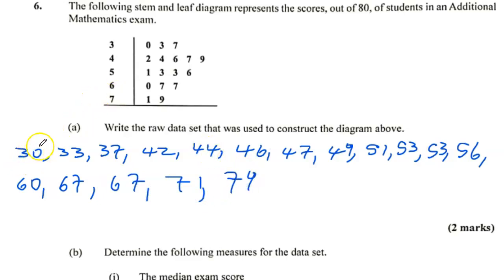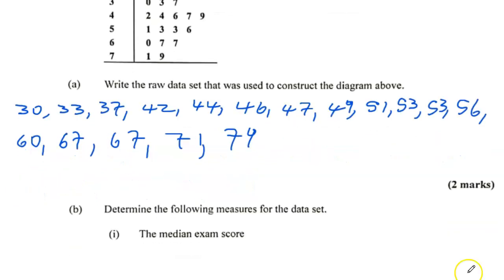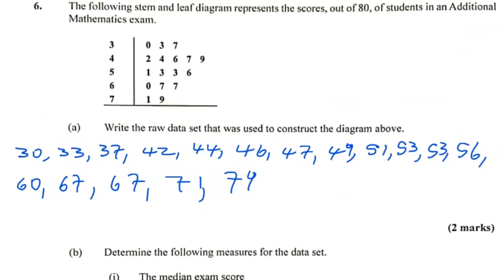How many numbers do we have here? Let's count. 1, 2, 3, 4, 5, 6, 7, 8, 9, 10, 11, 12, 13, 14, 15, 16, 17. So we have 17 numbers. We're asked to find the median. The median is, of course, the middle number. So with 17 numbers, 17 plus 1 divided by 2, that's 18 divided by 2, 9. So the median should be the 9th number.